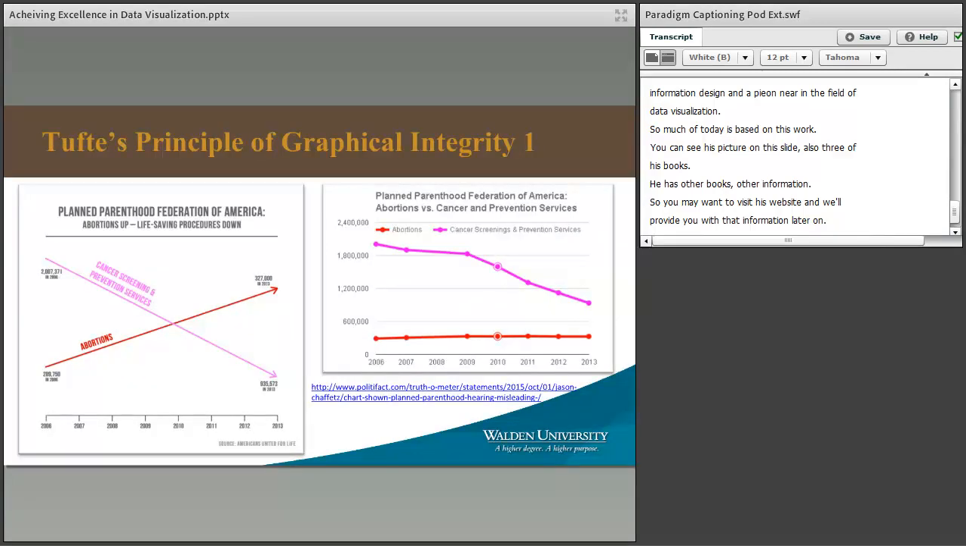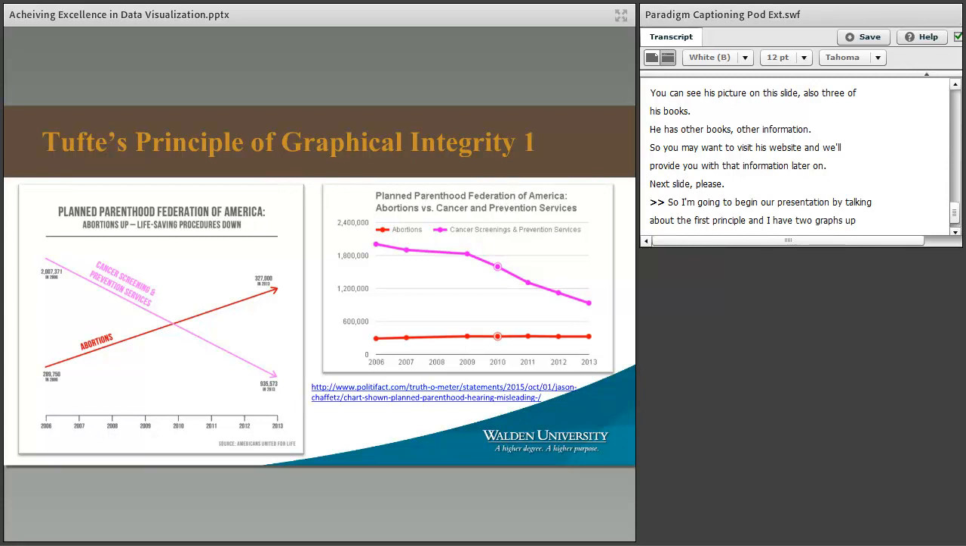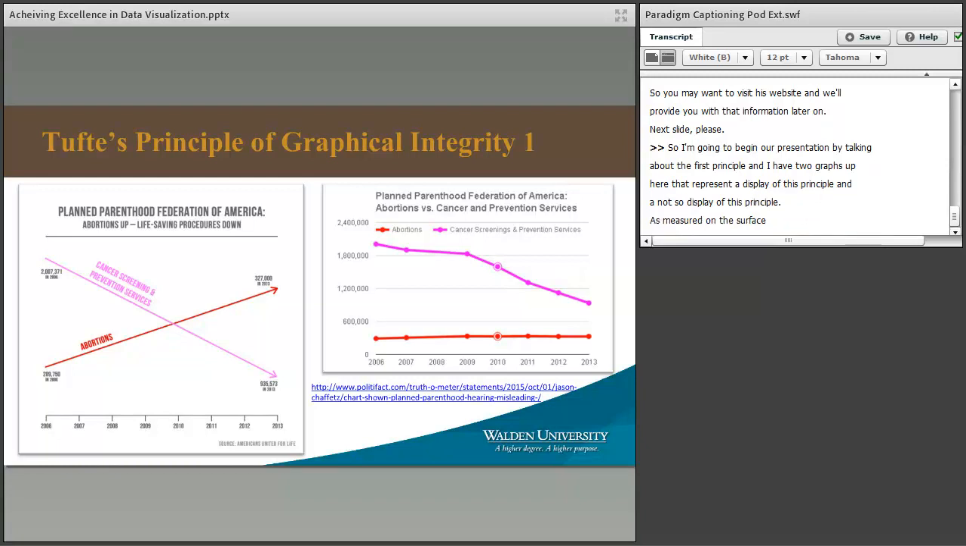Next slide, please. So I'm going to begin our presentation by talking about Tufte's first principle. I have 2 graphs up here that represent a proper display of this principle and a not so good display of this principle. The principle is that the representation of numbers, as physically measured on the surface of a graph, should be directly proportional to the numeric quantities represented. One of them, on the left, is a fairly famous graph that many of you might have seen this summer. It was presented in a congressional hearing on funding for Planned Parenthood.